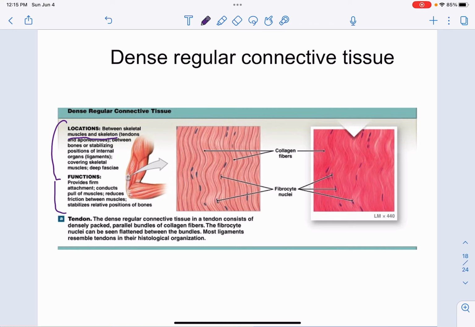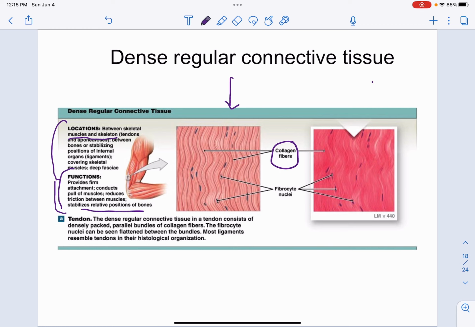All right, so here is a cartoon image. You can see that it is predominantly made up of collagen fibers. They are running relatively close to one another in the same direction. These very strong collagen fibers help provide support and attachment for muscles and stabilize the positions of our bones.